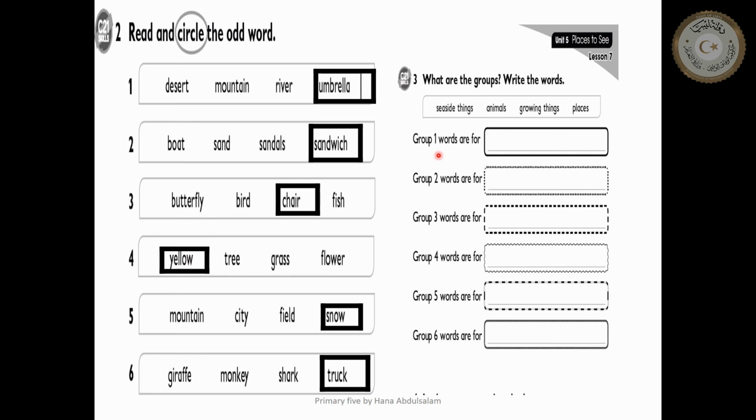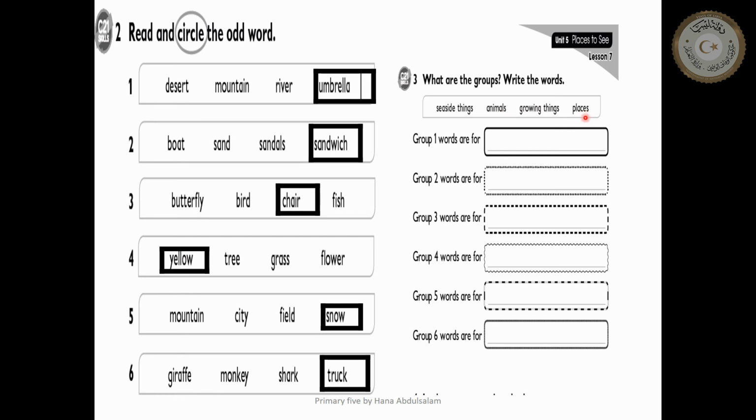Now we are going to number 3. Why did I put them beside each other? Because we can't answer number 3 before we look at number 2. So here we have number 1. What do we have in number 1? We have group 1. Words are 4. Desert, mountain, river. Is it seaside things? Is it animals? Are they growing things or places?